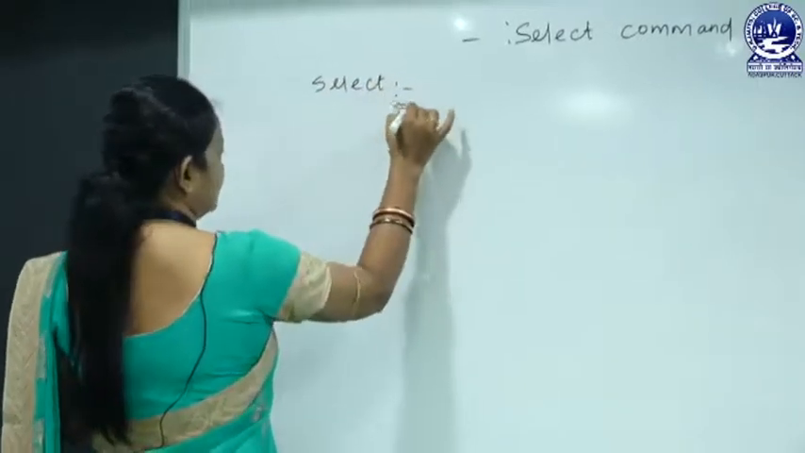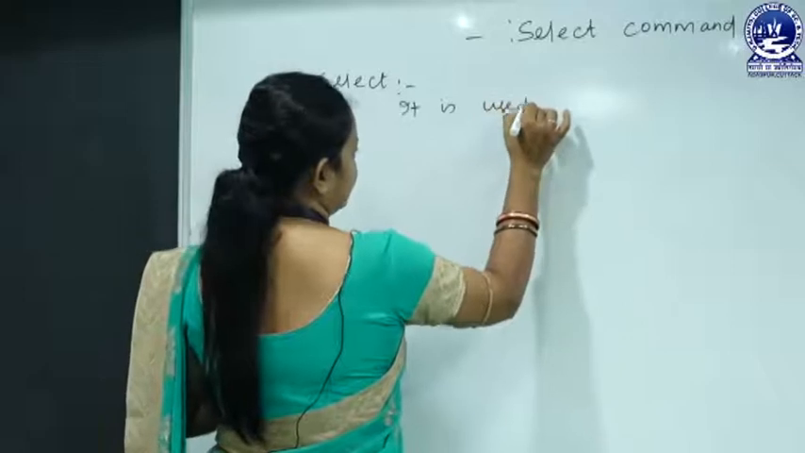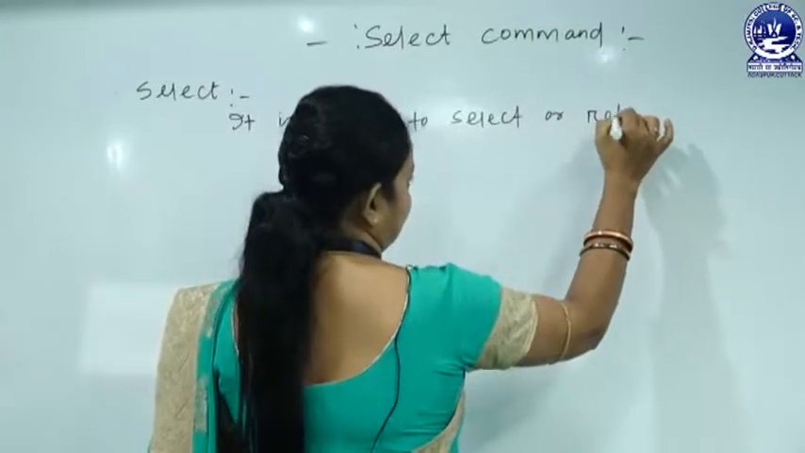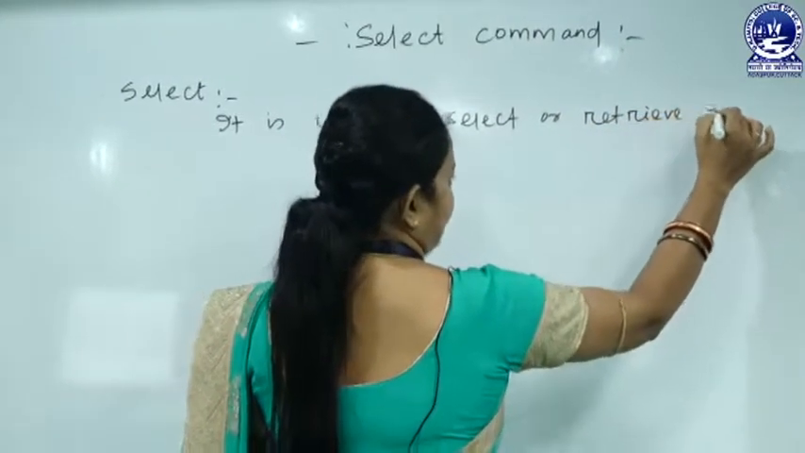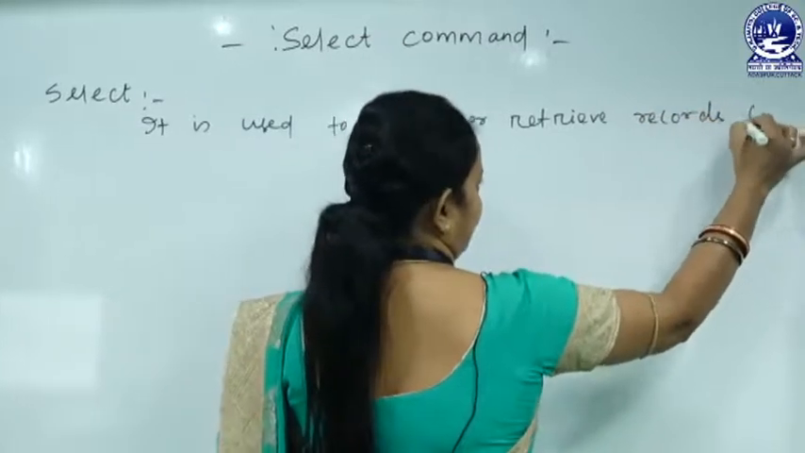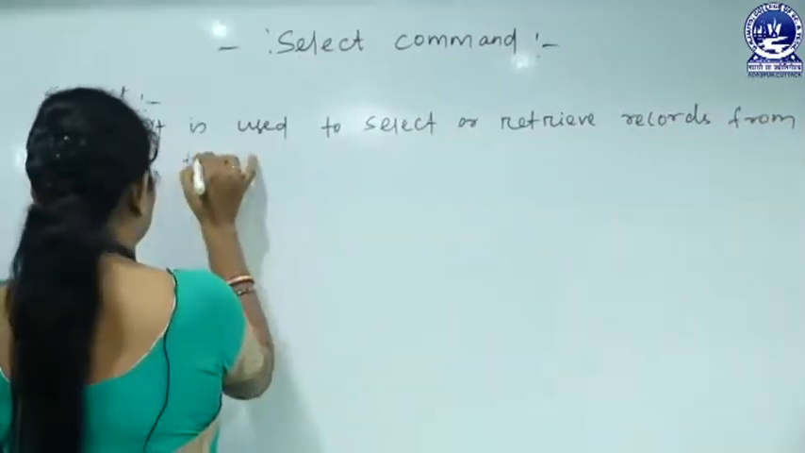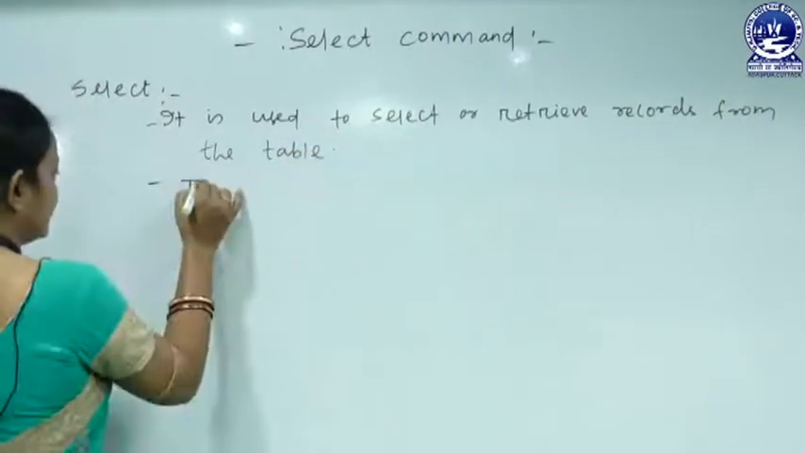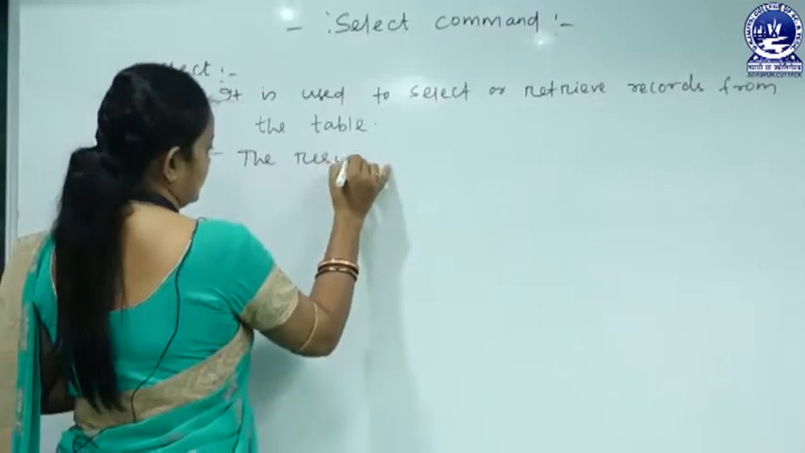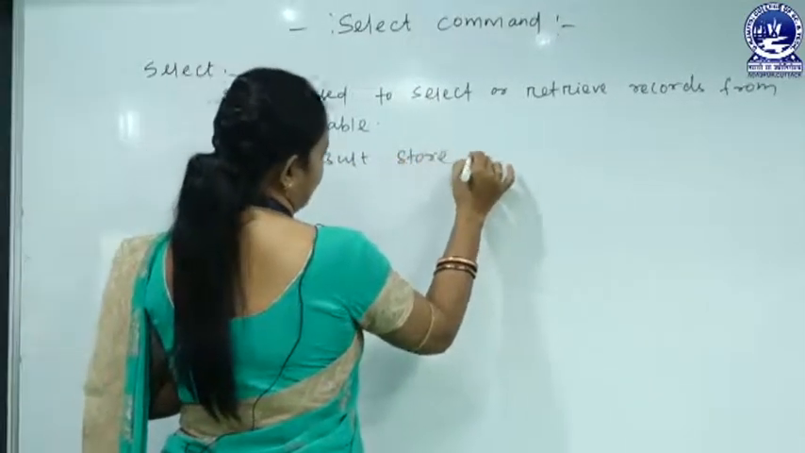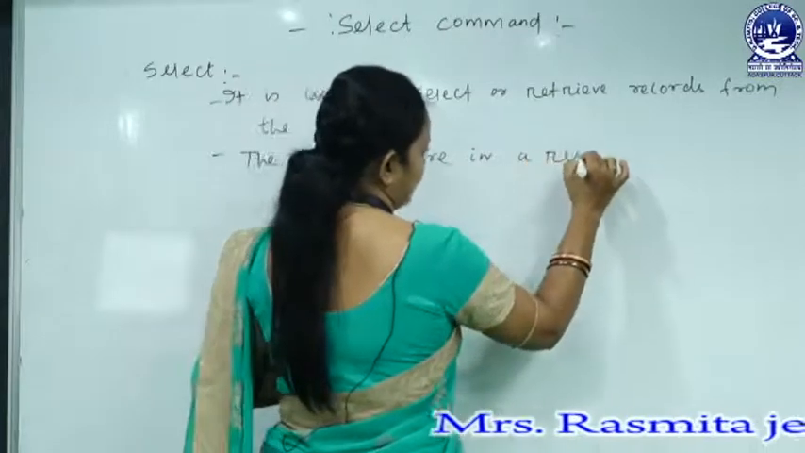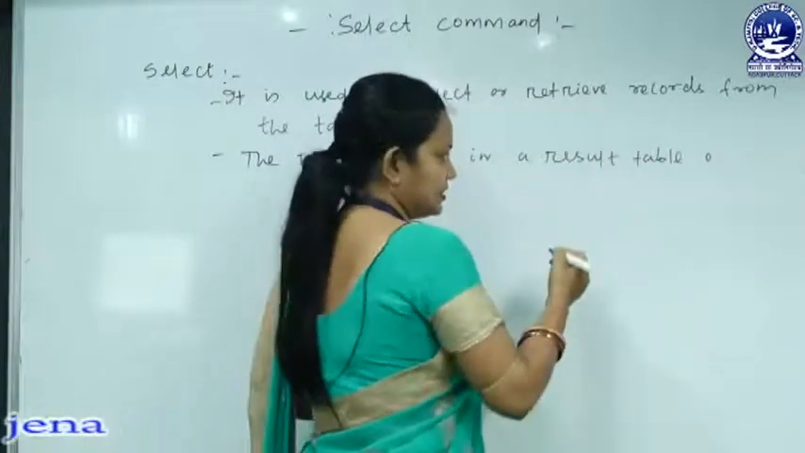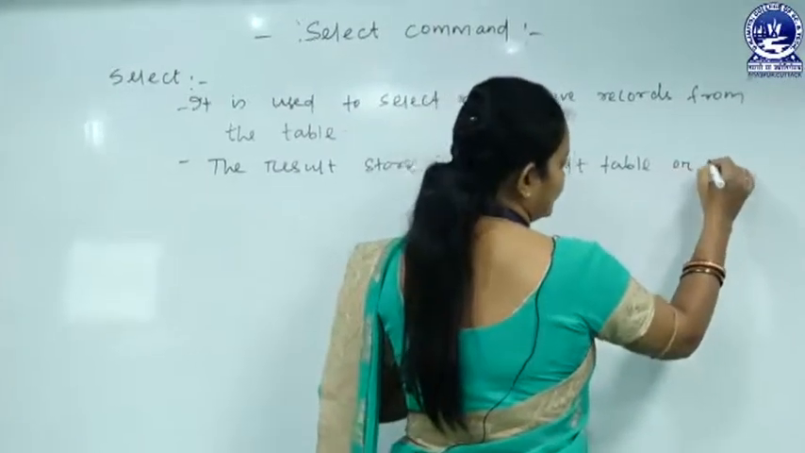It is used to select or retrieve records from the table. Okay. Next point, the result is stored in a result table, that is called a result set, that is called a result table or result set.